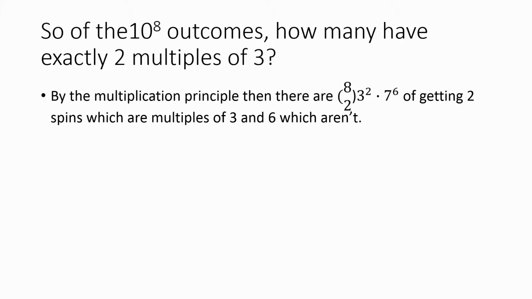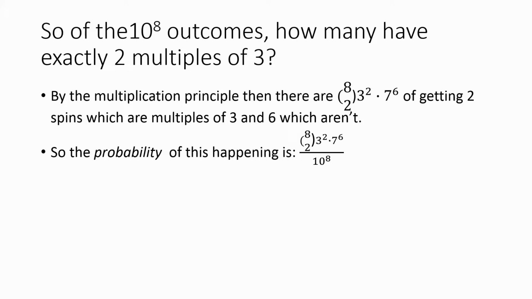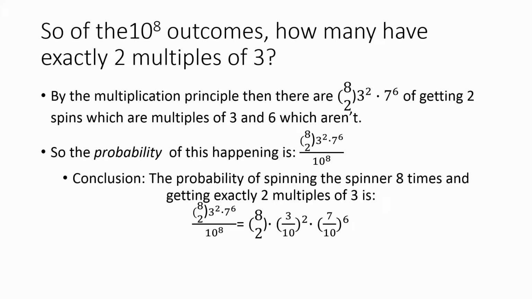So out of all 10 to the 8th possibilities when you spin the spinner 8 times, this many of them, 8 choose 2 times 3 squared times 7 to the 6th, have exactly 2 multiples of 3 and 6 numbers which aren't multiples of 3. So the probability is 8 choose 2 times 3 squared times 7 to the 6th over 10 to the 8th, which we can also write as 8 choose 2 times 3 tenths squared times 7 tenths to the 6th.